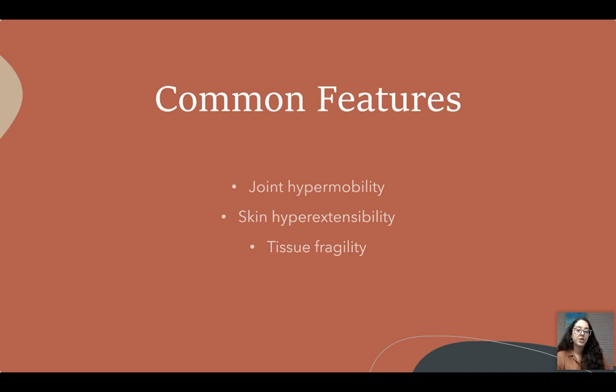Common features across all of the EDS types are joint hypermobility, skin hyperextensibility, and tissue fragility. Joint hypermobility means that you have joints that move in a wider range of motion than what would be considered, quote unquote, normal. Skin hyperextensibility means your skin is a little more stretchy. Tissue fragility can be seen in a variety of ways: poor wound healing, easy bruising, easy bleeding. Those are some of the common examples.